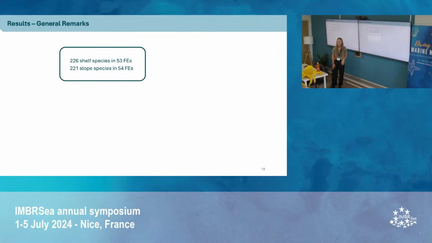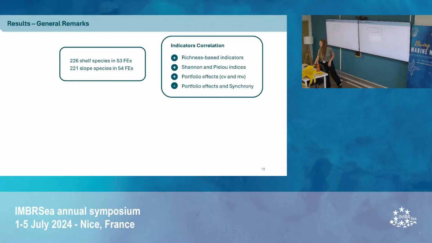Now that this is set, I want to introduce some general thoughts about the results I have. The shelf species were grouped into 53 functional entities, and the slope species were grouped in 54 functional entities. We had some correlation between indicators. We were expecting this kind of correlation because of the way the indicators are computed.